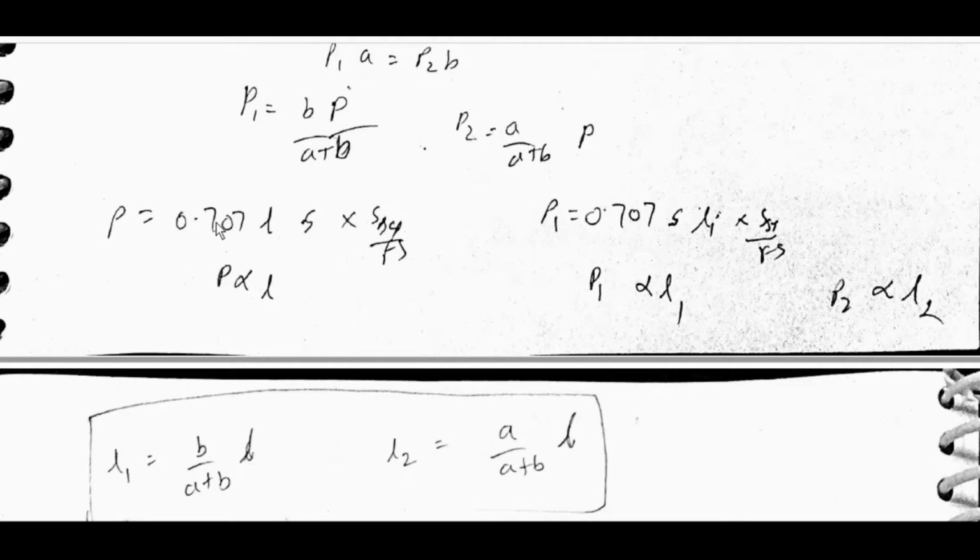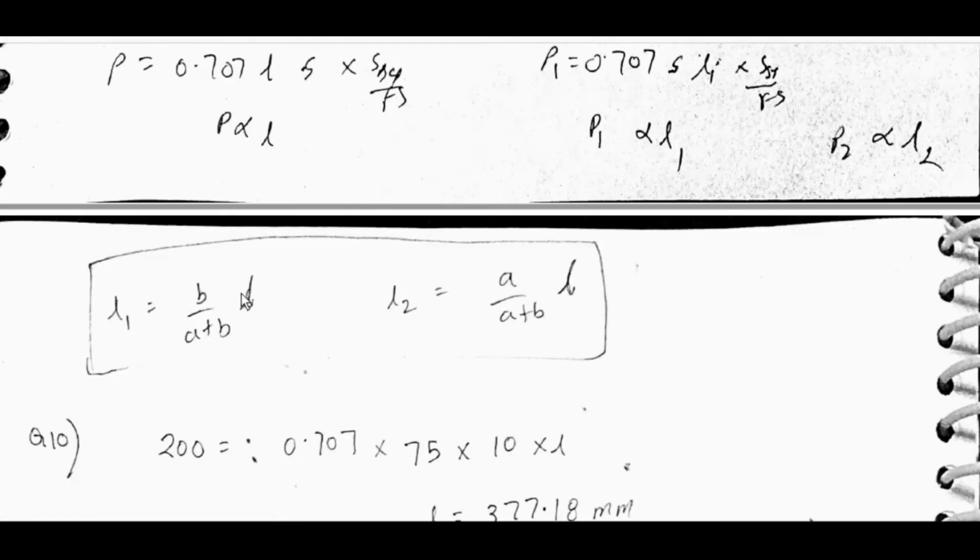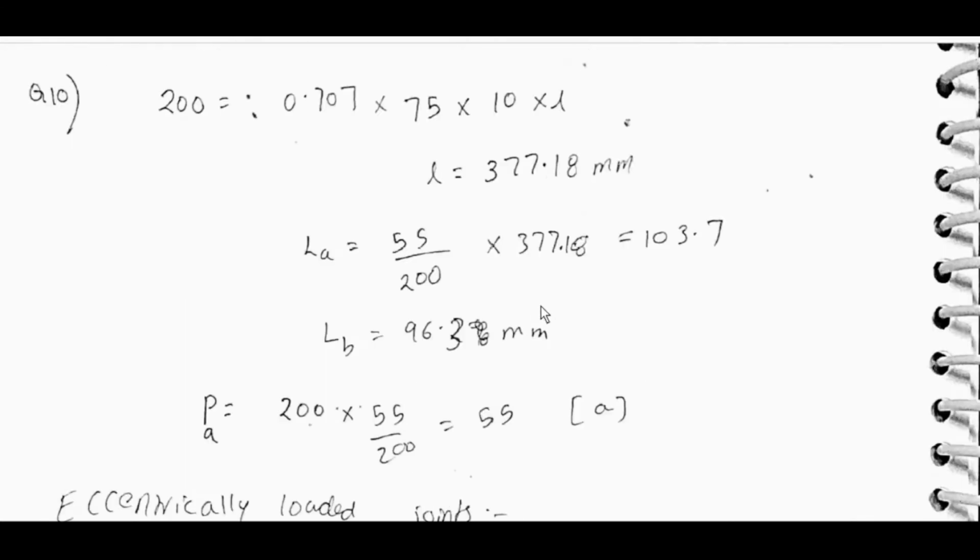P is equal to 0.707 L S into SSY by Fs, P directly proportional to L. P1 is equal to 0.707 SL1 into SSY by Fs, P1 directly proportional to L1. P2 directly proportional to L2. L1 is equal to B by A plus B into L. L2 is equal to A by A plus B into L.